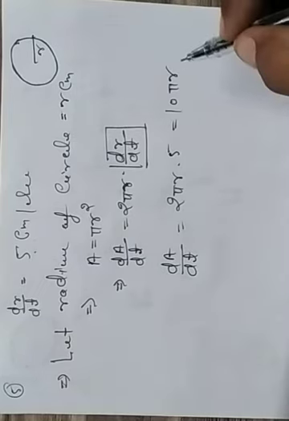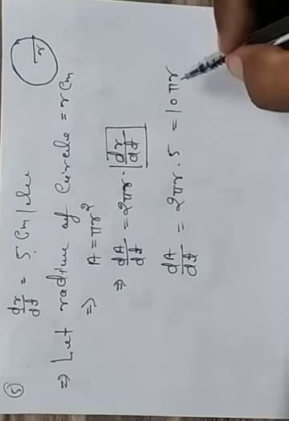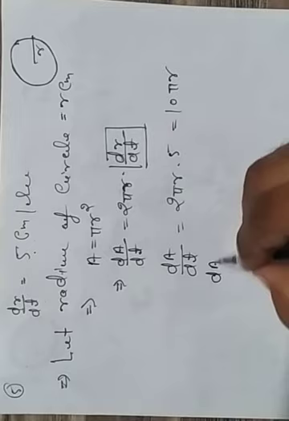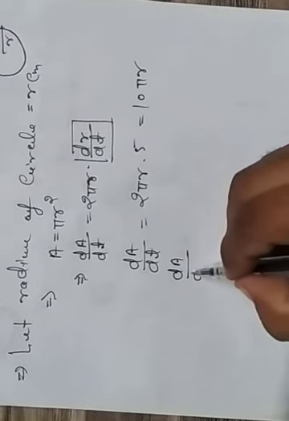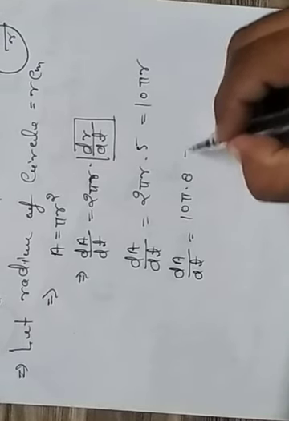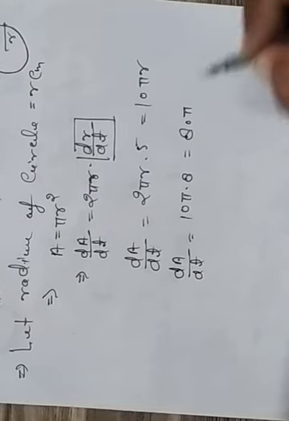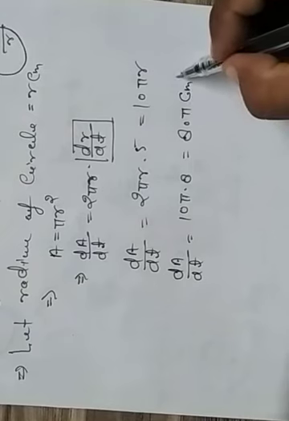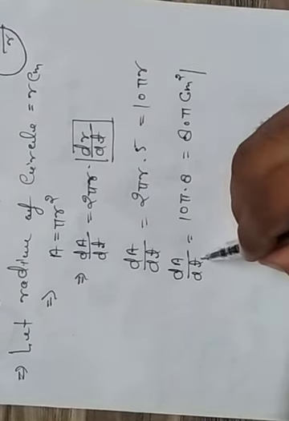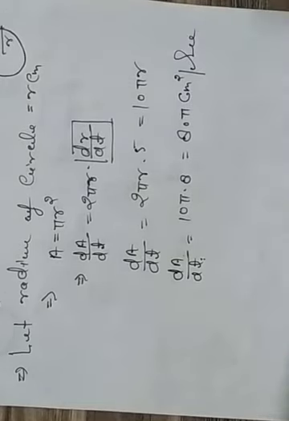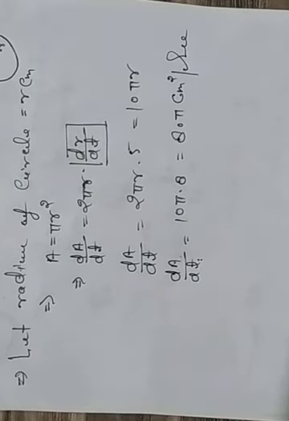And see, the question is saying when the value of r is 8 centimeter, then it becomes 10 pi into 8, which is equal to 80 pi. And we are finding the area of circle, so centimeter square, and we are differentiating with respect to time, so centimeter square per second. So student, please note down the solution of question number 5.